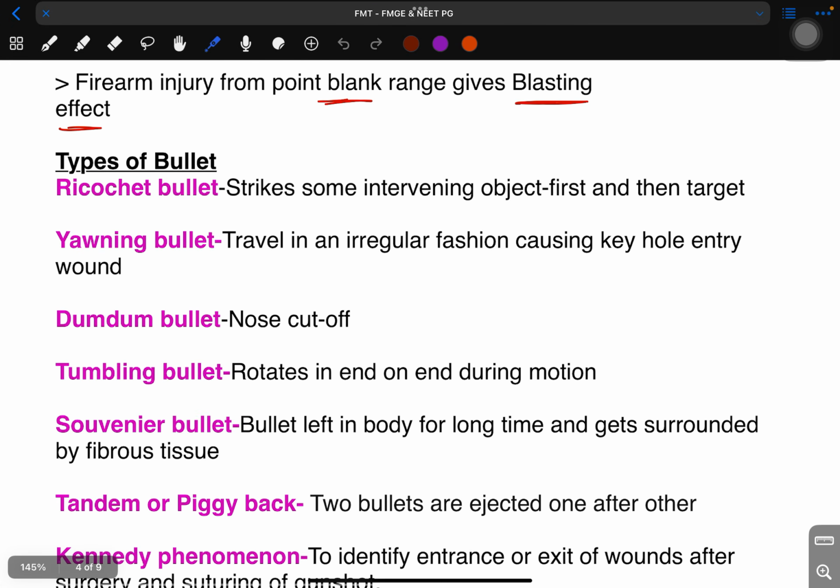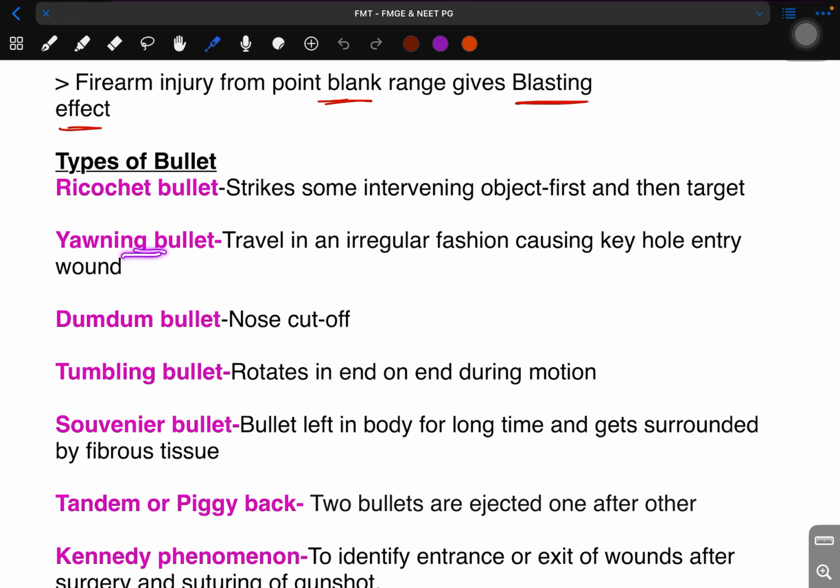What are the types of bullets? It is very, very important. So the first one is the ricochet bullet. What happens here? The bullet when fired will strike some intervening object first and then the target. Suppose the bullet is fired, first it will strike this object, and then it will hit the target.